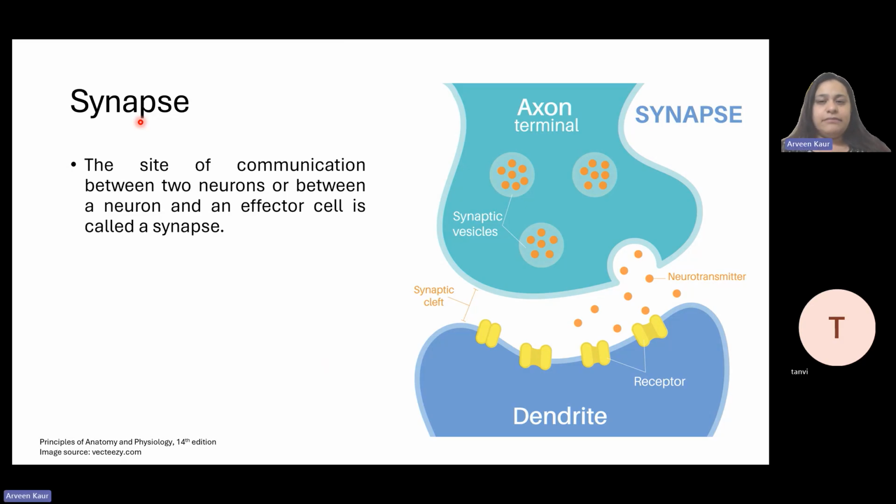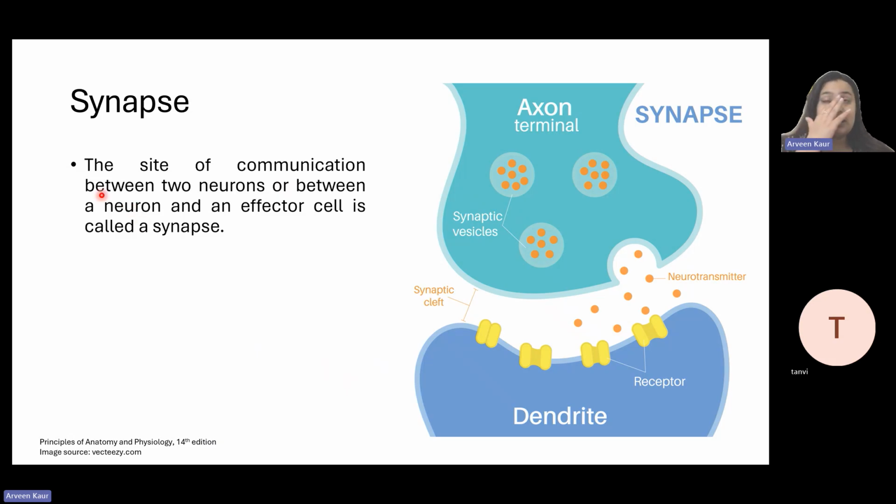Now, one part that we have missed is the synapse, right? Because we were talking about a single neuron. The synapse will always come into the picture when we are talking about at least two neurons, right? So the synapse is basically the site of communication between two neurons or between a neuron and an effector cell. It is known as a synapse, right?